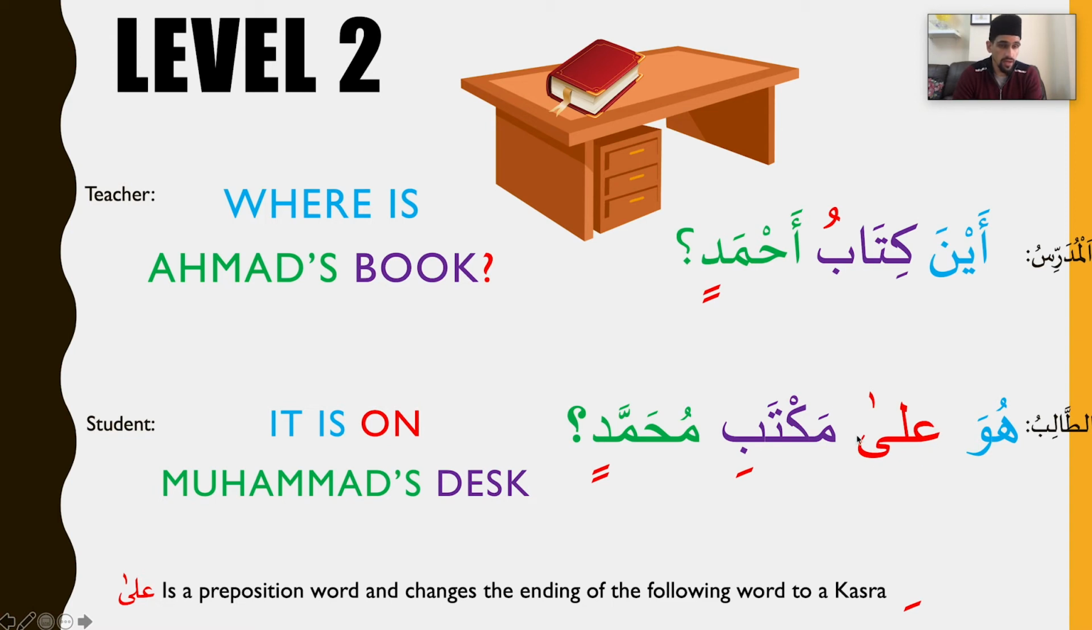So if ala wasn't here, it would be huwa maktabu Muhammadin, meaning it is Muhammad's desk. But we are saying it is on Muhammad's desk. So we are adding ala. And remember, ala is a preposition. So it will apply a kasra to the next word. So here it will be maktabi Muhammadin. So it's a little bit grammatical again, as we said from before. But just note these things. If there is a preposition before the possession, which we call mudaf, then there will come a kasra. So huwa ala maktabi Muhammadin.